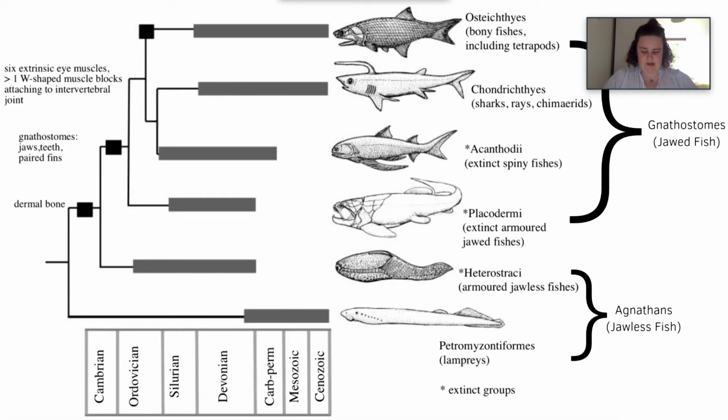So fish are an extremely diverse group of organisms within the fossil record, and they can be distinguished into two main groups. We've got the Agnathans, which means jawless fishes, and we've also got the Gnathostomes, which are the jawed fish, and they diversified primarily within the Silurian and Devonian. So let's begin with the Agnathans.